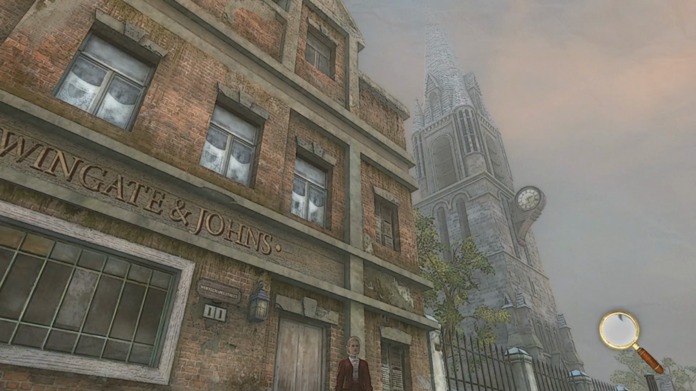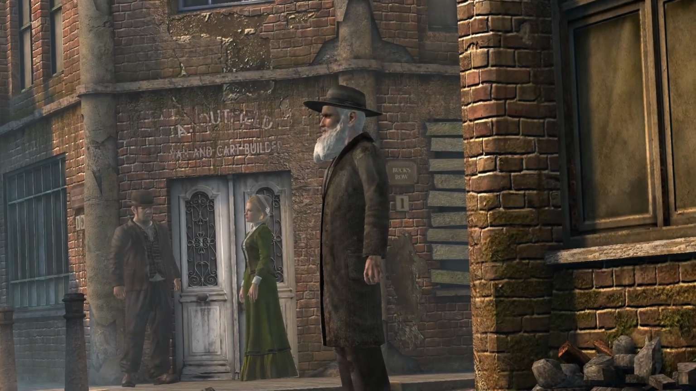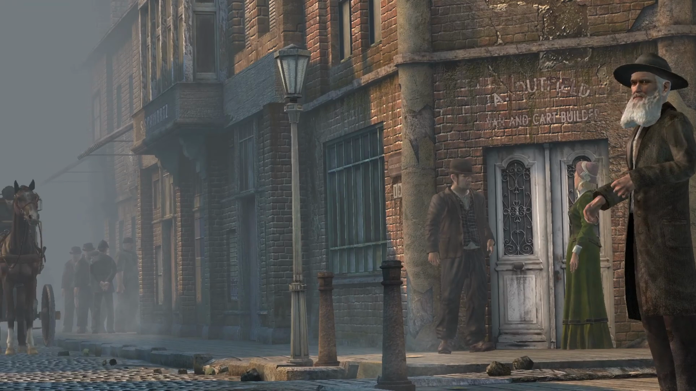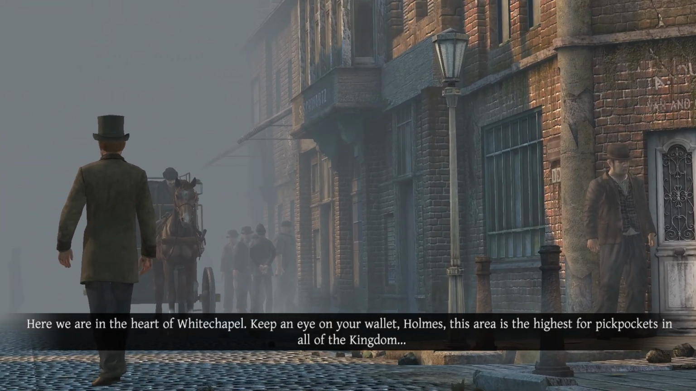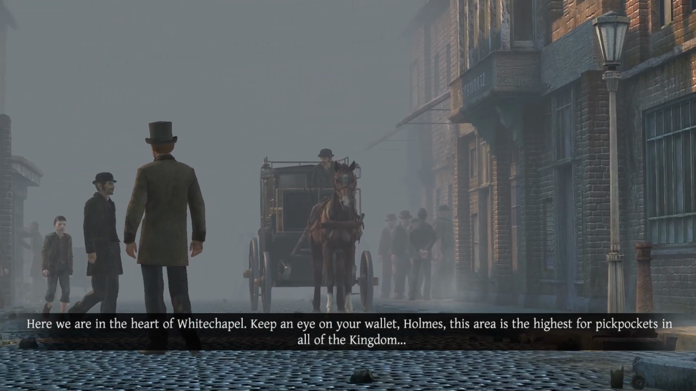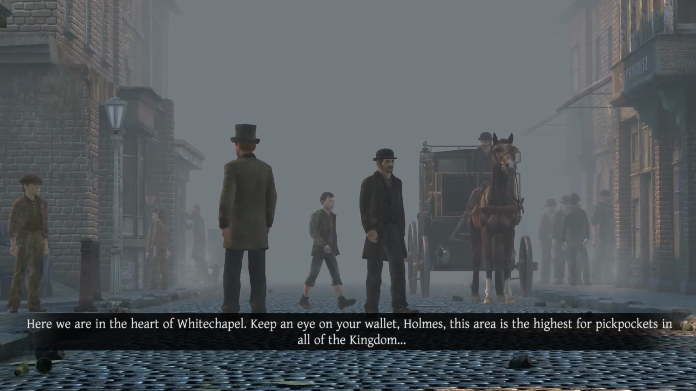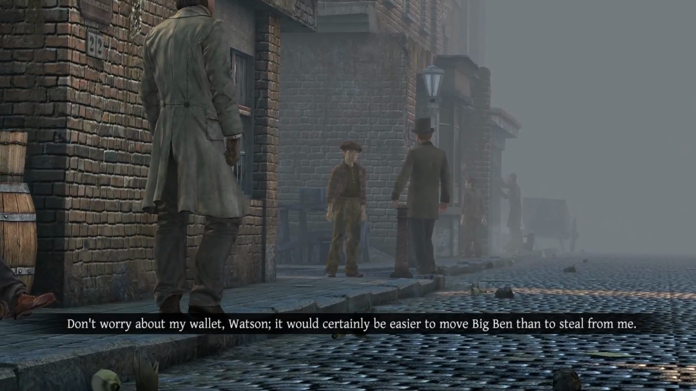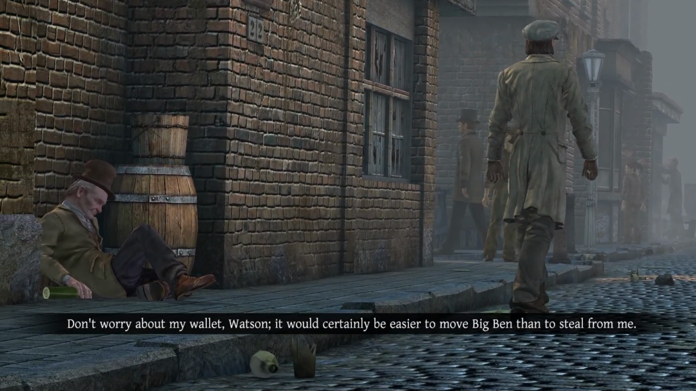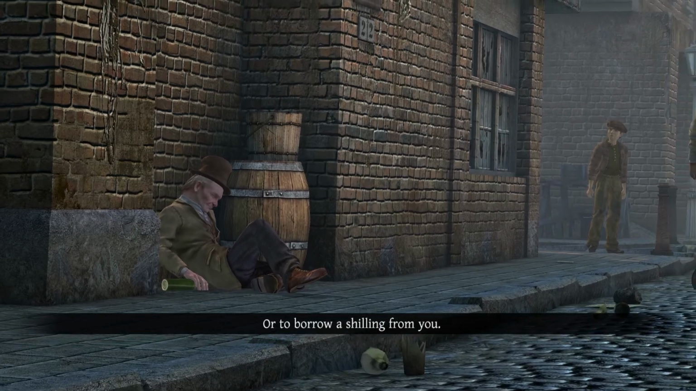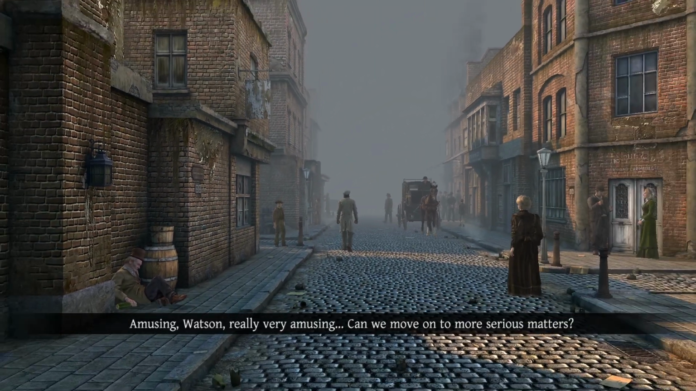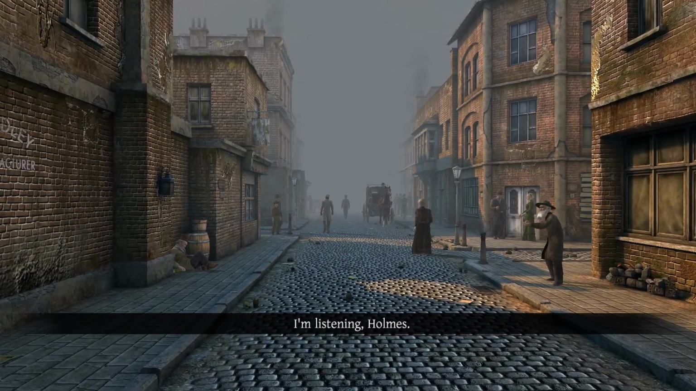I think it jumps straight away to the Whitechapel. Oh, that music again. Here we are in the heart of Whitechapel. Keep an eye on your wallet, Holmes. This area is the highest for pickpockets in all of the kingdom. Don't worry about my wallet, Watson. It would be easier to move Big Ben than to steal from me. Or to borrow a shilling from you. Amusing, Watson. Really very amusing. Can we move on to more serious matters? I'm listening.